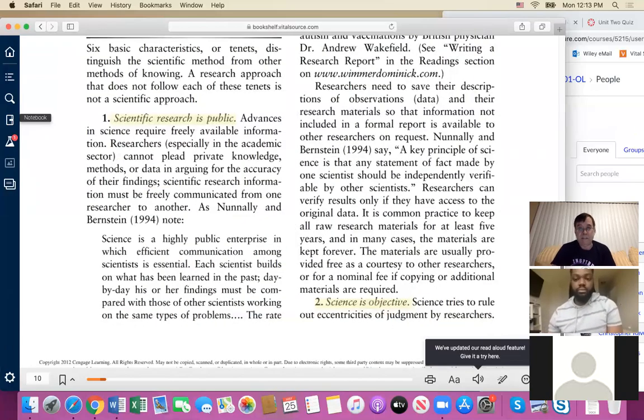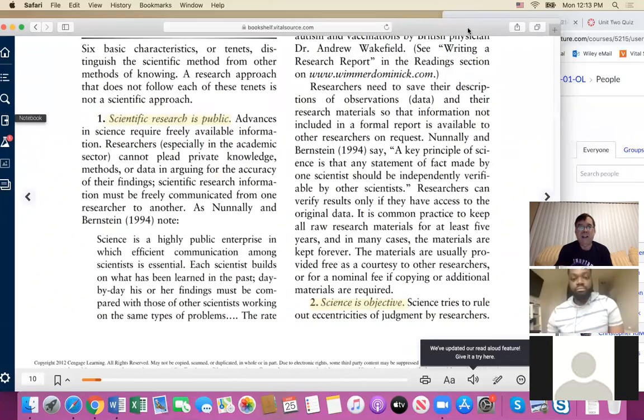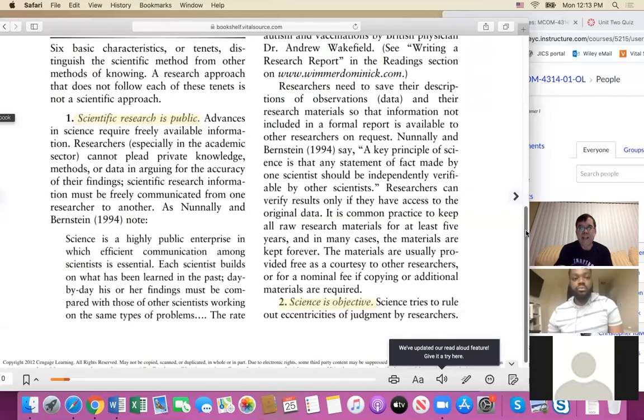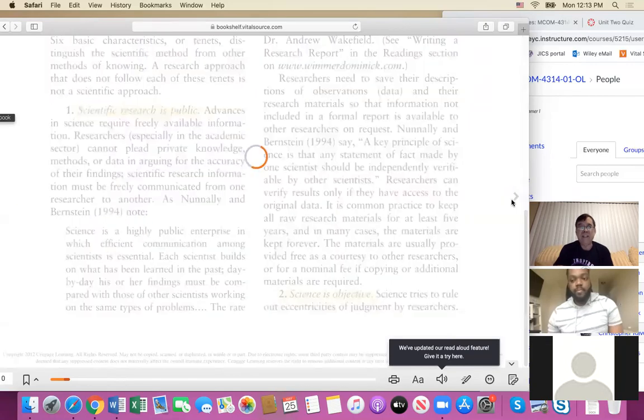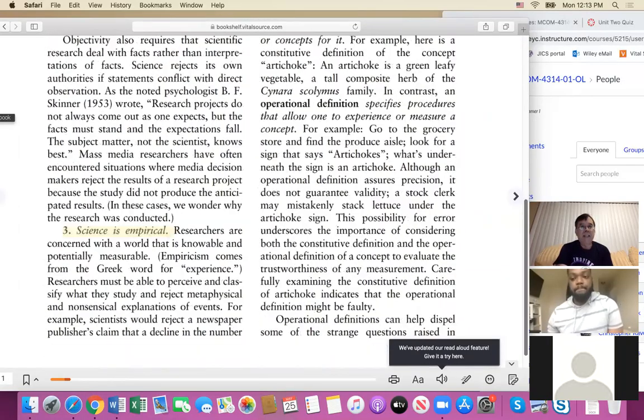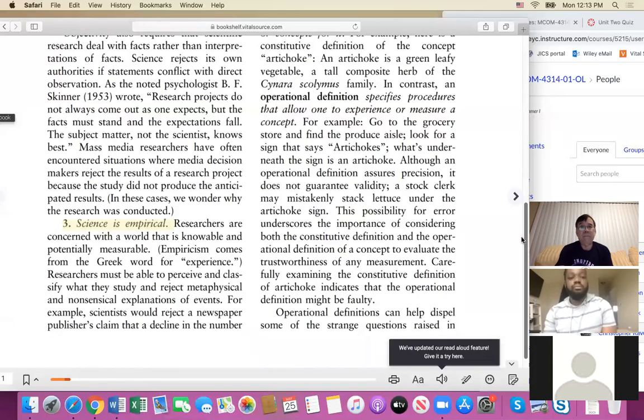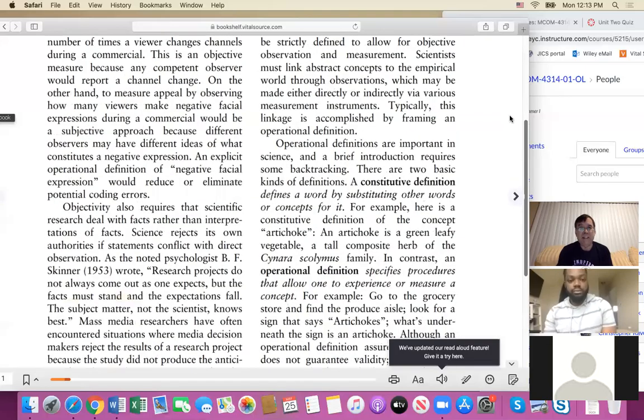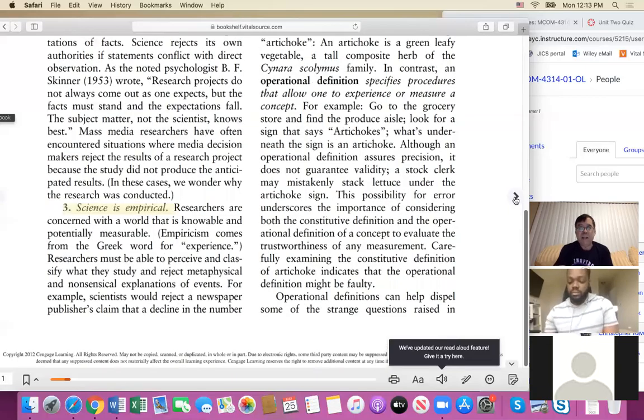Number 2, science is objective. Objective versus subjective. When something is objective, you're taking a very logical approach to it, and you're trying to keep your opinion out. And let's go to the next page, 11. Studies conducted, you follow rules when you're objective. Number 3, science is empirical. So researchers are concerned with a world where knowledge is potentially measurable, from experience, something that's measurable, that's tangible. So science is empirical, like experiments. That would be an example of something you put your hands on, right? Everybody knows chemistry and experiments. Now, there's where operational definitions and constitutive definitions come in from the first quiz.